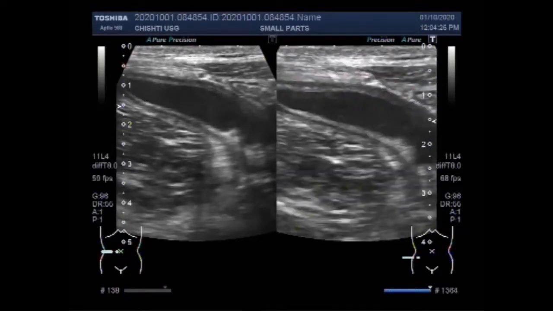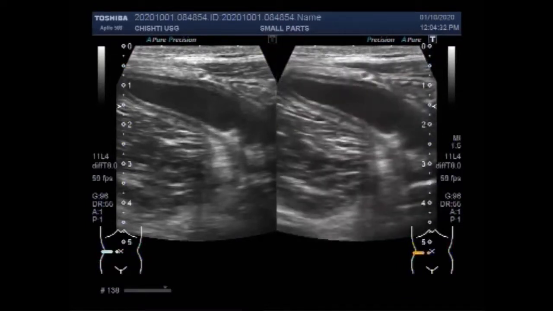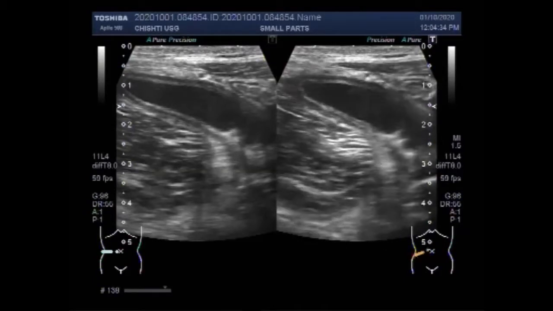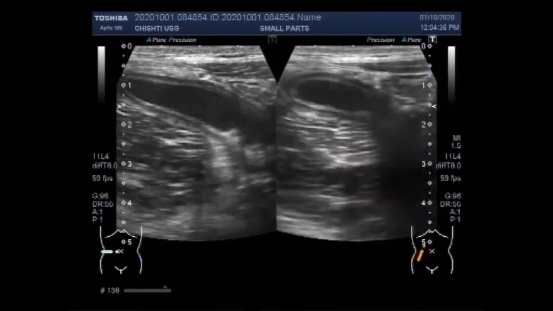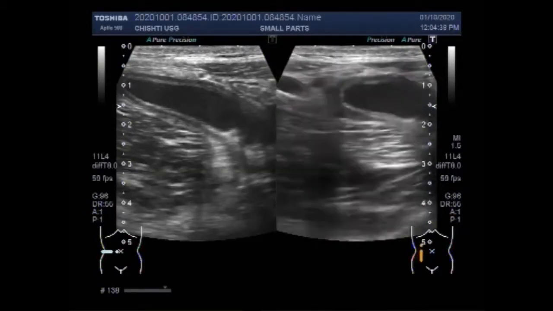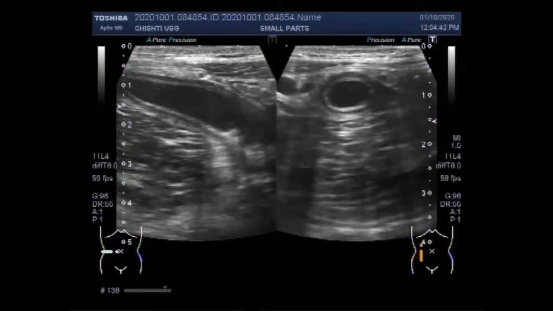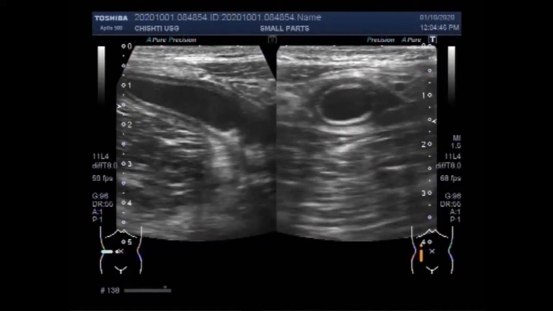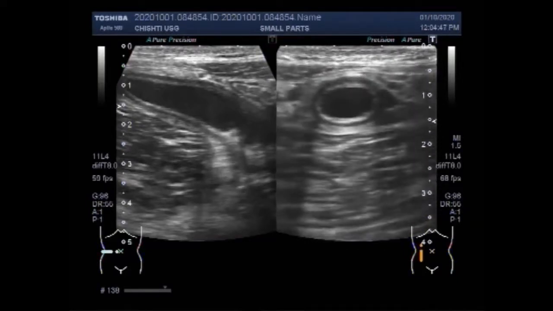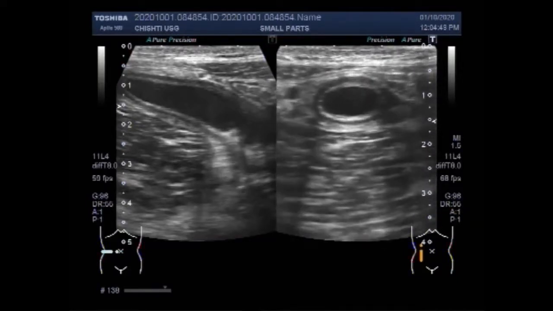Now you will start by applying gentle pressure, then apply firmer pressure to displace the bowel to avoid bowel gases. As the bowel loops are inflamed, they are fixed without peristaltic movements. Most often tenderness will also help you to localize the appendix.